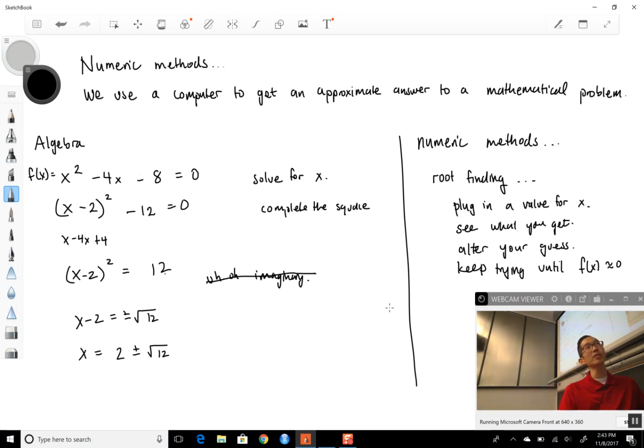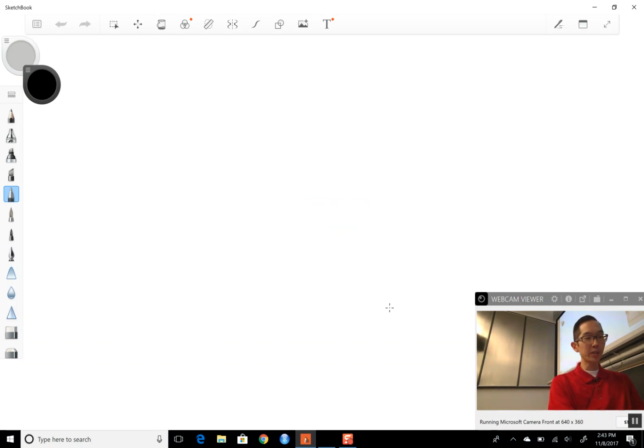And then with numeric methods, you basically just plug in some value into f of x, you see what you get, you alter that based on, and these are what the different algorithms are. You've got different algorithms that say this is how you should alter your guess, and then we alter it based on that. We keep trying until we get f of x equal to 0, right? So we're going to start here, and then once we have some numeric methods down, we can do some applications of this. All right, so the first method is called fixed point method.